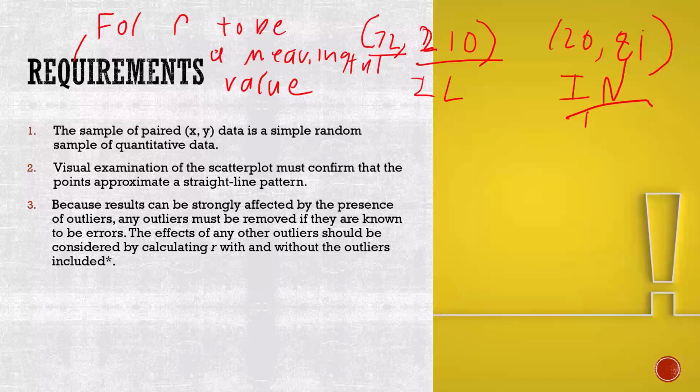The other thing is this. R is not accurate if there are a lot of outliers, right? So let me just create a graph here for you. Is there a strong linear correlation here, ladies and gentlemen? What do we think? No, right?